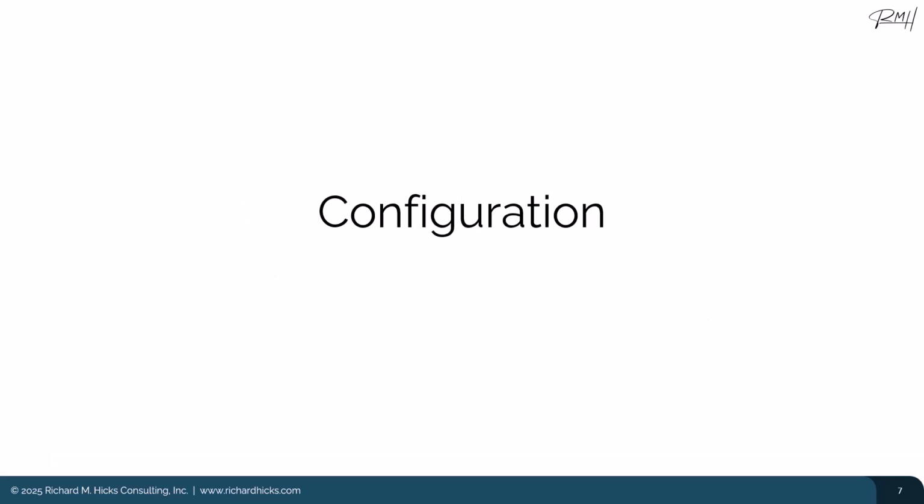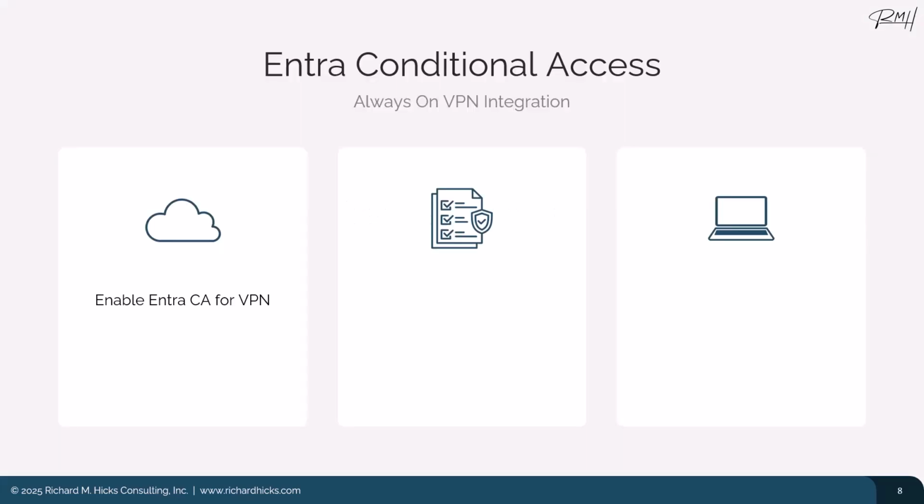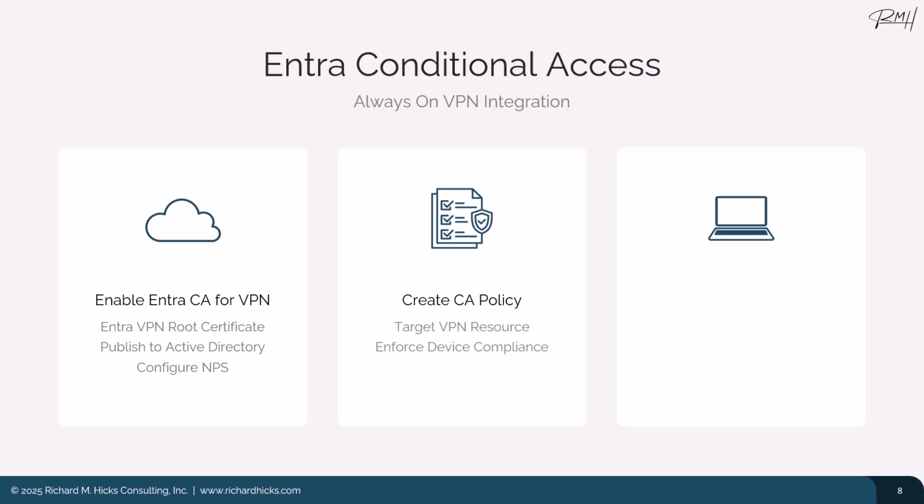A few configuration tasks are required to enable Entra conditional access integration with Always On VPN. First, we must enable Entra conditional access for VPN access by creating an Entra VPN root certificate. Once that's done, we'll publish the Entra VPN root certificate to on-premises Active Directory. NPS policy and NPS server configuration changes are also required to support Entra conditional access. After that, we'll create a conditional access policy and target the VPN enterprise application. We'll create a simple policy to enforce device compliance and then enable the policy to take effect immediately.